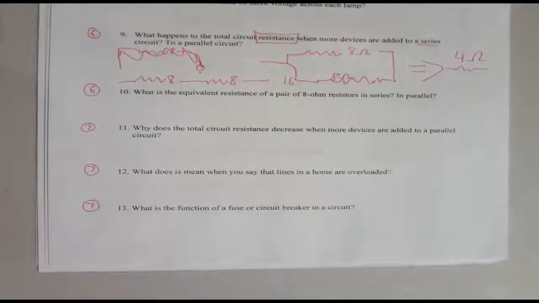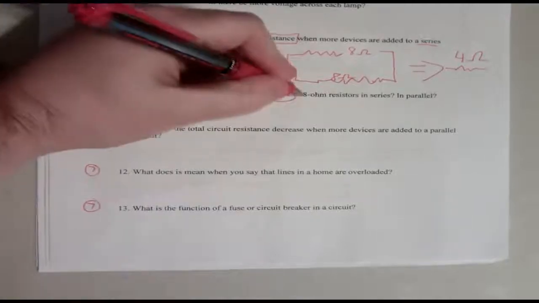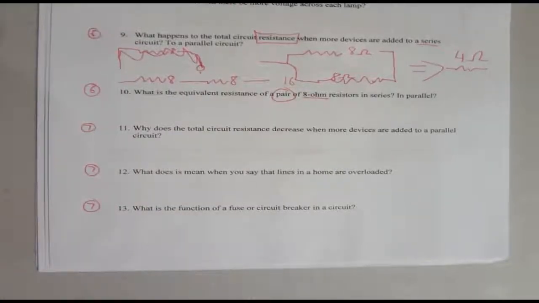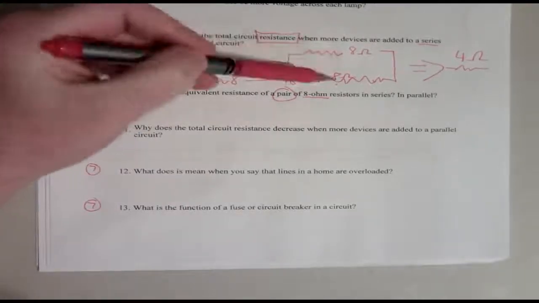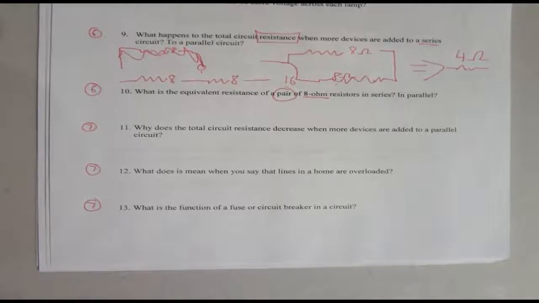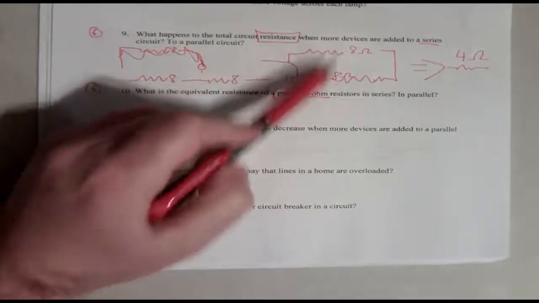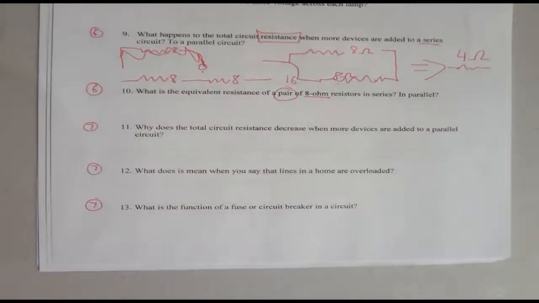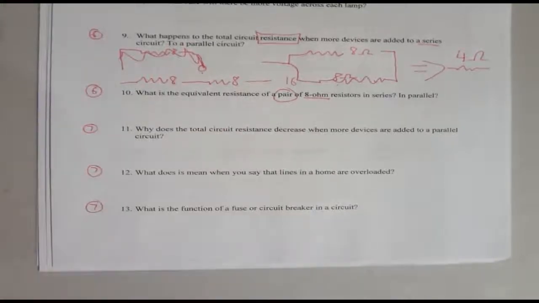We kind of answered 10. Let's do it again. What is the equivalent resistance of a pair of 8 ohm resistors in a series and then in a parallel? Remember, in a series, you add them together. So we're talking about a pair of 8, that means 2 8 ohm resistors. In a series, 8 plus 8 equals 16. In a parallel, you have an 8 and an 8, so your resistance is half of one of them, which, since they're the same, is 4. So 16 for the series, parallel should be 4.